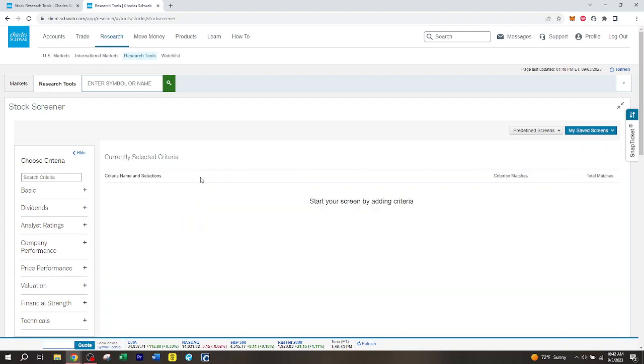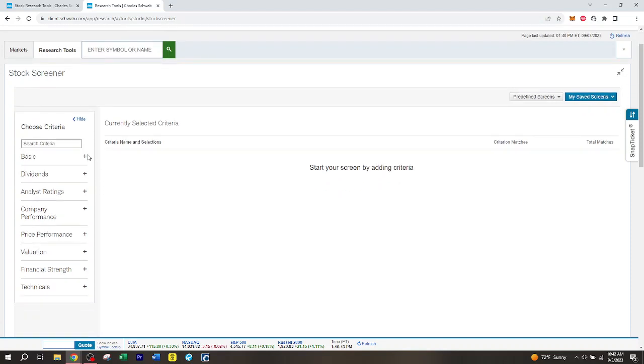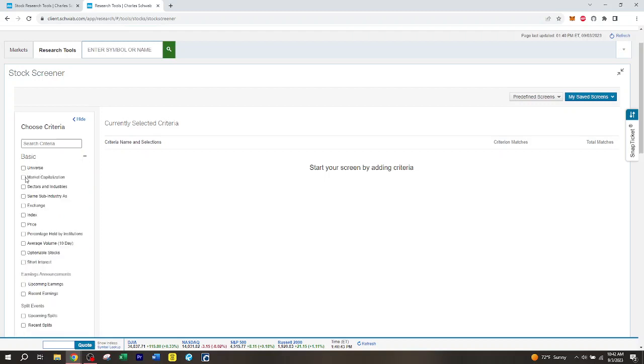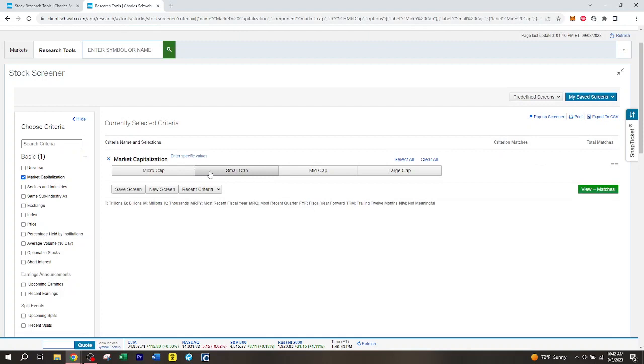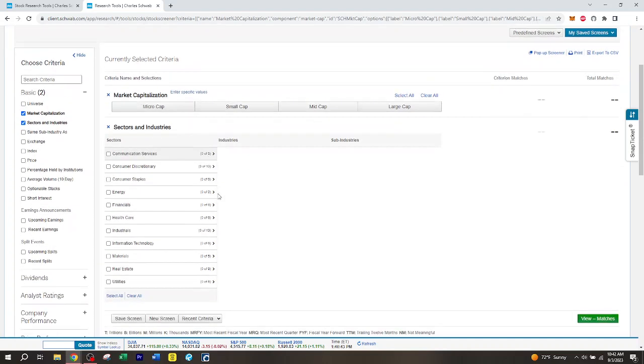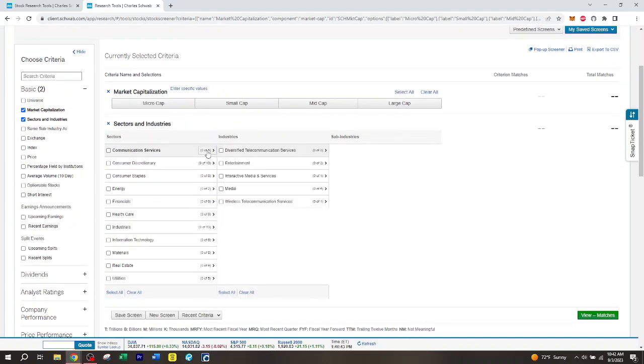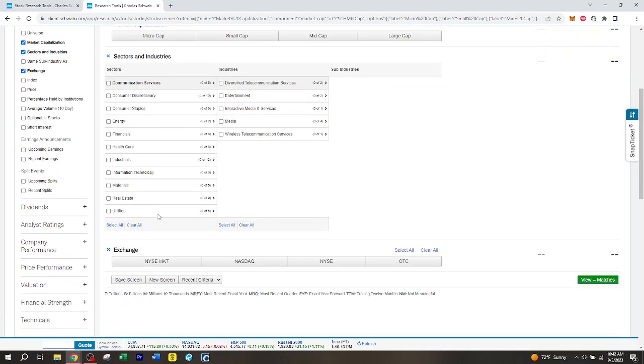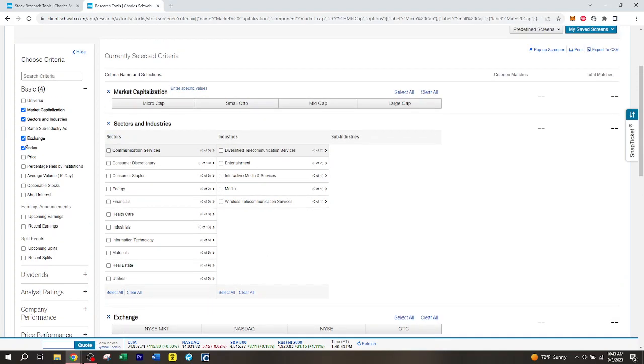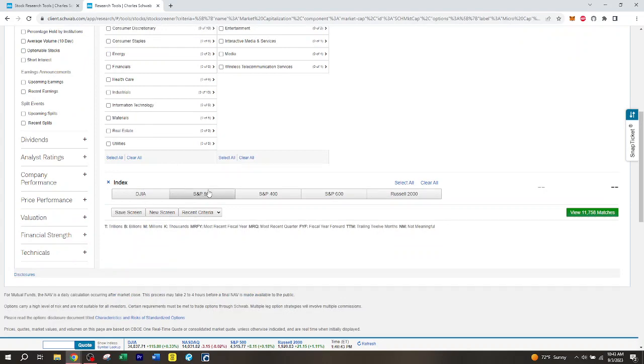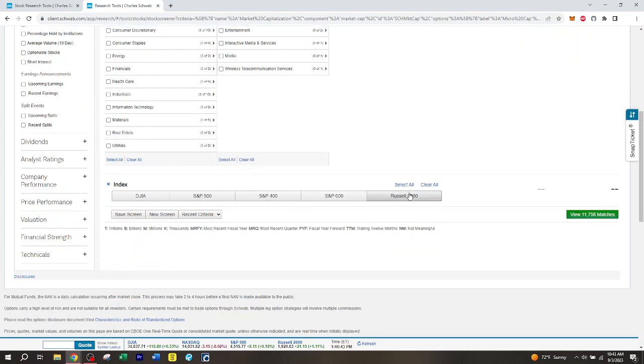And now we're going to start creating a stock screener criteria. So over here on the left hand side is where you're going to go and select all your inputs. Basic, you'll see, market capitalization, what kind of stocks do you want to screen for? Are they small, micro, mid, large? You can screen by sector, the 11 sectors of the S&P, and then all the different subsectors and industries within that. You can look to see, is it trading on NYSE, NASDAQ, or is it OTC? Then you could also look and see, is it in the Dow, the S&P 500, S&P 400, S&P 600, or Russell 2000?